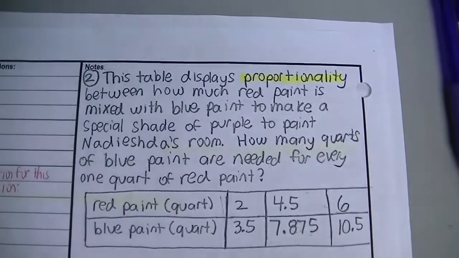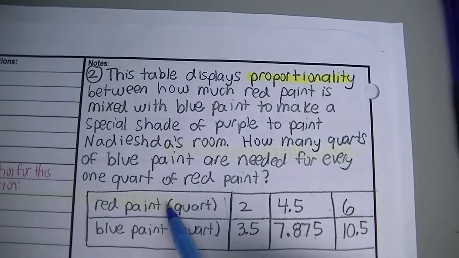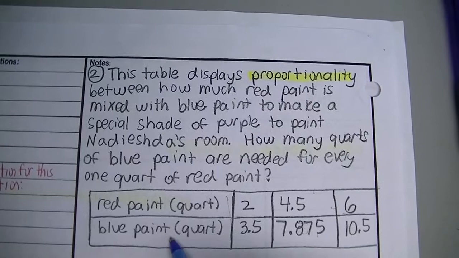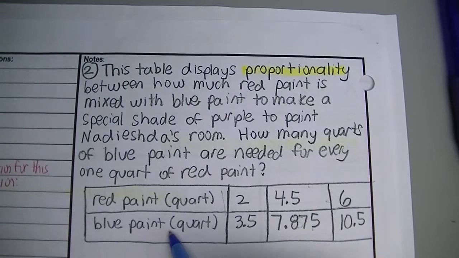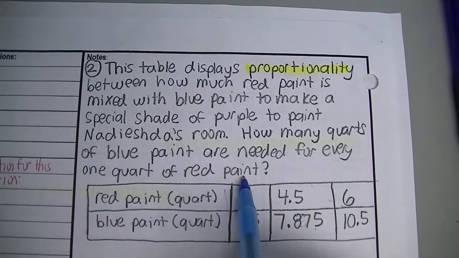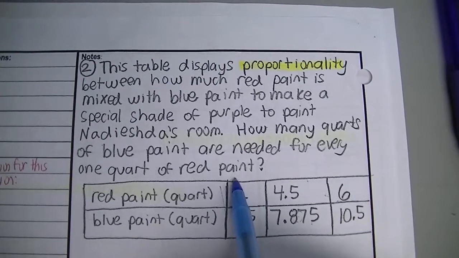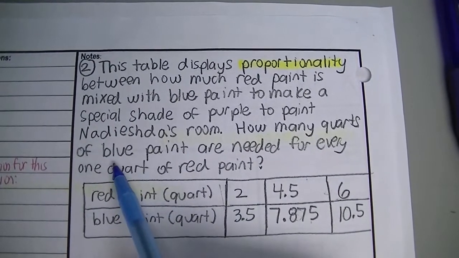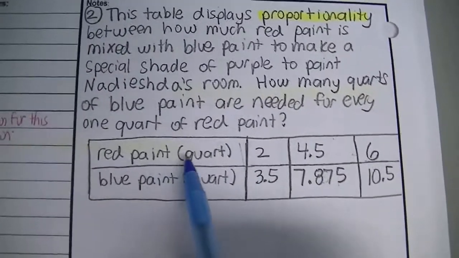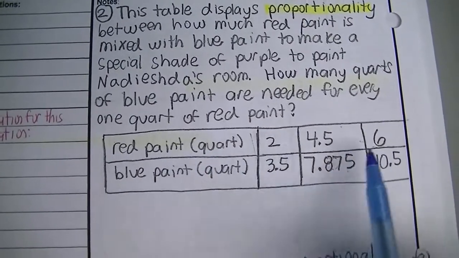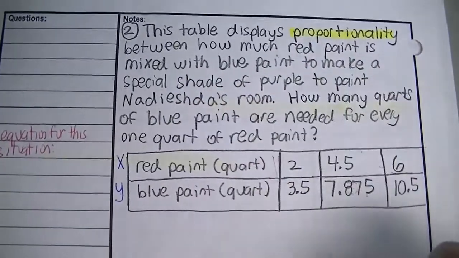The next problem says, this table displays proportionality between how much red paint is mixed with blue paint to make a special shade of purple to paint Nadishda's room. How many quarts of blue paint are needed for every 1 quart of red paint? So we are going to go ahead and find the unit rate, okay? Because it's asking how many quarts of blue paint are needed for every 1 quart of red paint. So you'll see it right here, we have a table, and this is a horizontal displayed table, but you still do the same thing, x and y.